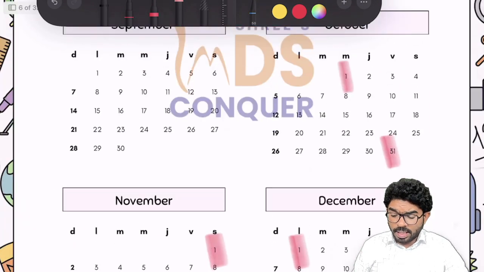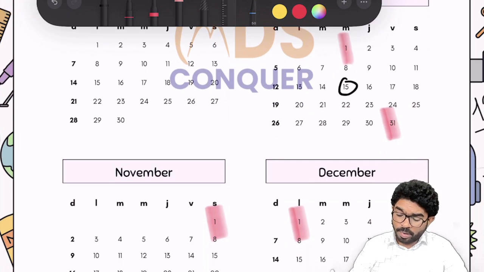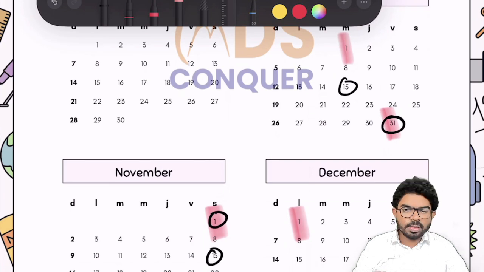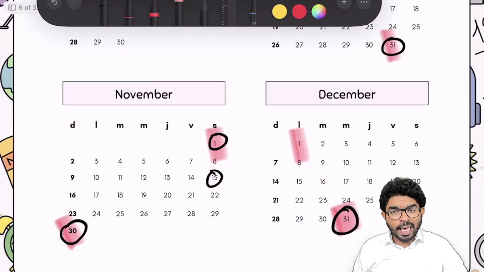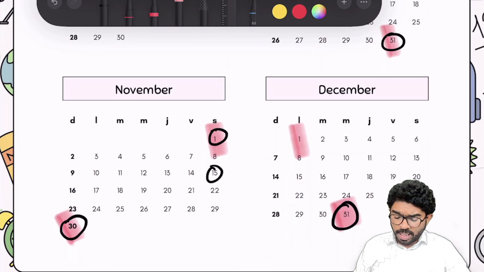Mark the areas where you want to give an exam on a particular day. For example, I want to give an exam here, here, here, and here. So mark those days where any live exams are there, any exams in MDS CONQUER where you want to overlap your strategies, and you plan accordingly in this particular calendar.